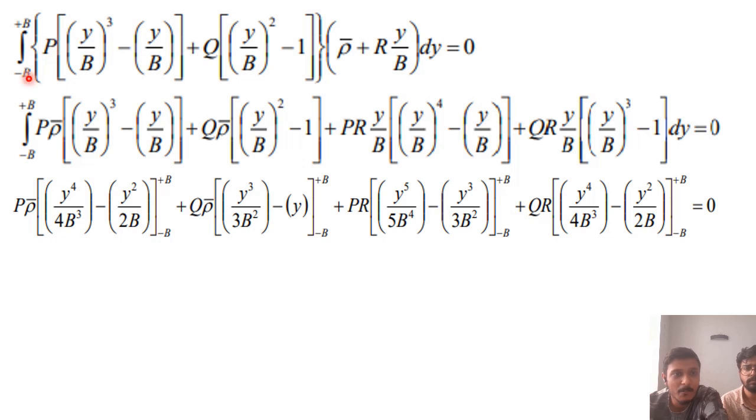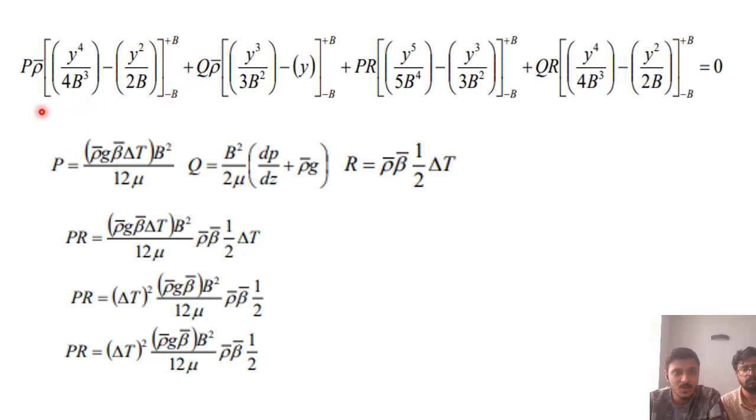We will have integration from minus b to plus b, p into (y by b) whole cube minus y by b, plus q into (y by b) whole square minus 1 into rho bar, plus r into y by b, dy. So this will be the integration term, from minus b to plus b. And if we integrate all these terms, we will get this expression. Now in this expression, substituting values one by one, we will get this expression.